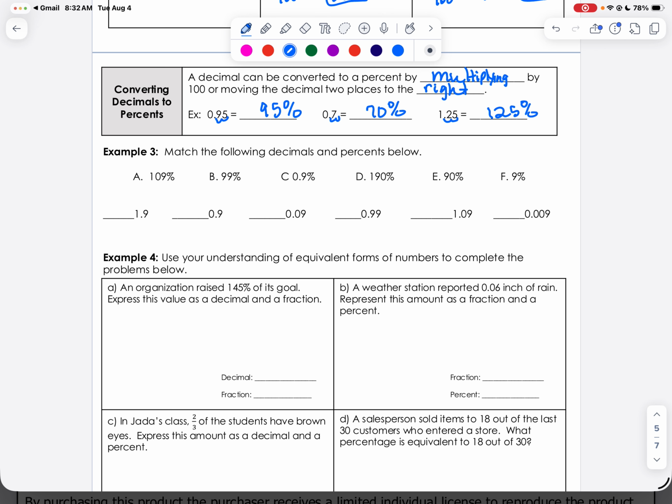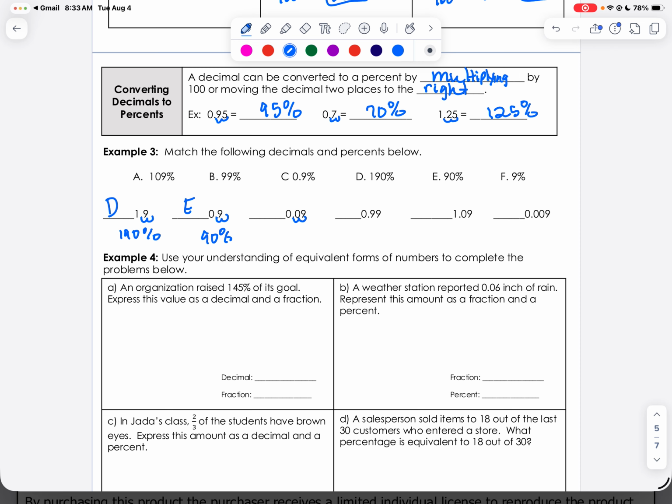All right, 1.9. If I move my decimal over 2 places, that would be 190%. So that was D. On the next one, if I move my decimal 2 places, that would become 90%. So that was E.